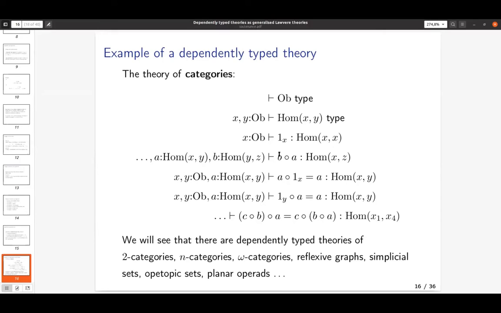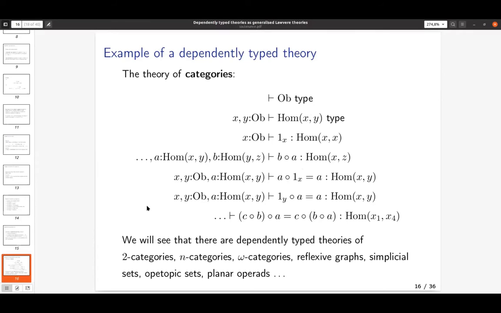Right. So once again, an example is nicer than the definition. Here's an example of a dependently typed theory, the theory of categories. It has two type declarations, the same as before, two term declarations for identity morphisms and for composition, and three equations between typed terms. So two for identity morphisms and one for associativity of composition.